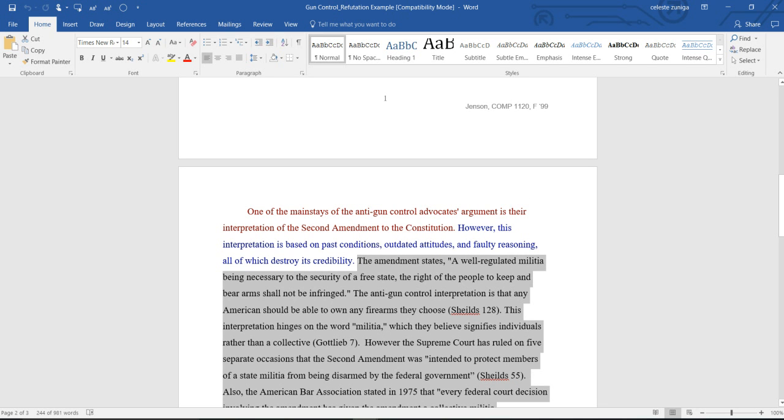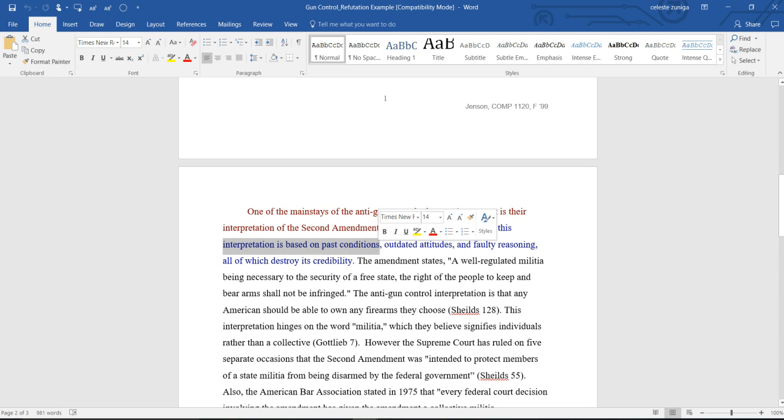However, this interpretation is based on past conditions, outdated attitudes, and faulty reasoning, all of which destroy its credibility. So it sounds like they're telling you how they're going to organize it. They're going to first go into past conditions, then outdated attitudes, then faulty reasoning. Okay, the amendment states a well-regulated militia being necessary to the security of a free state and the right of the people to keep and bear arms shall not be infringed.